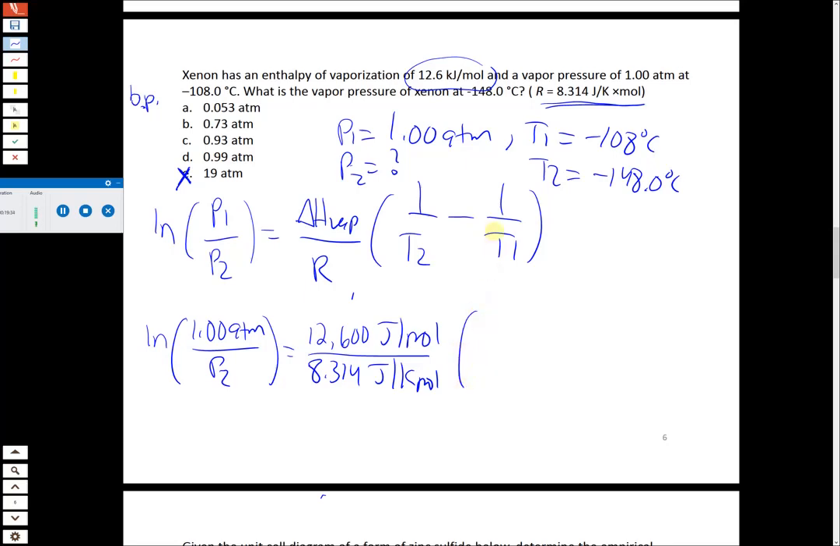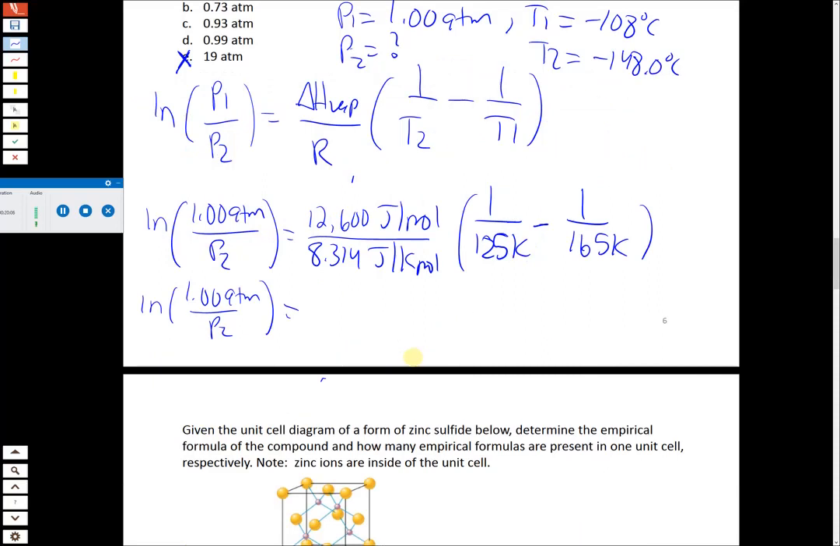And then the two temperatures. T2 is the second temperature, minus 148. We do need to convert both of our temperatures into Kelvin, though. So minus 148 Celsius is 125 Kelvin, so we're going to put it in as 125 Kelvin. And then the first temperature, T1, is minus 108, which is 165 Kelvin. All right, so numerically, the natural log of 1 atmosphere over P2, when we multiply these numbers out on the right side of the equation, we come up with 2.939.